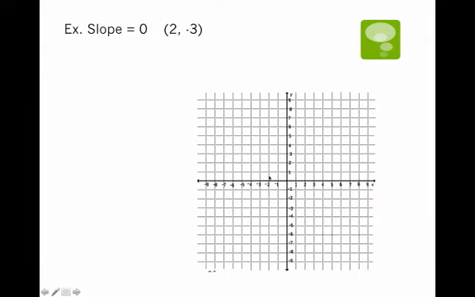One more quick example. I've got a slope of 0, a point of 2, -3. If I've got a slope of 0, then I shouldn't be going up or down. And I know that all of you know that that is a horizontal line.